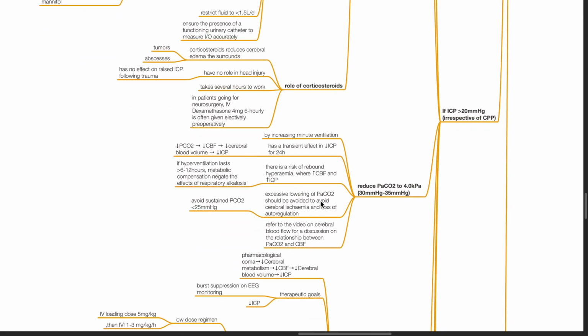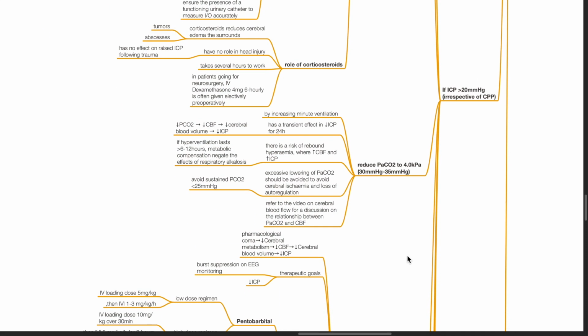Reduce PaCO2 to 4 kPa or 30 to 35 mmHg by increasing minute ventilation. This has a transient effect in reducing ICP. Reduced PCO2 results in reduced CBF, reduced cerebral blood volume, and reduced ICP. There is a risk of rebound hyperemia, where increased cerebral blood flow and ICP occurs. If hyperventilation lasts for 6 to 12 hours, metabolic compensation negates the effect of respiratory alkalosis.